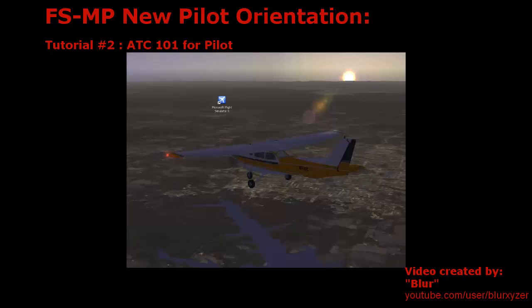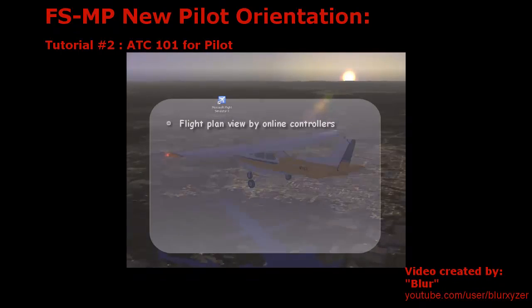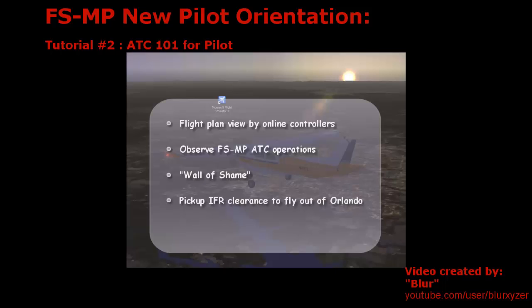In this tutorial, I'll be showing you how your aircraft information and your flight plan are viewed by the online controllers. Then I'll give you a quick tour and observe how the FSMP controller works in the tower. A quick glance at the FSMP Wall of Shame. Then I'll take you back in the airplane to get my flight plan clearance to fly out of Orlando Class Bravo airspace. At the end, I will present a couple of challenges. Please feel free to post in the video comments to show your responses to these challenges.